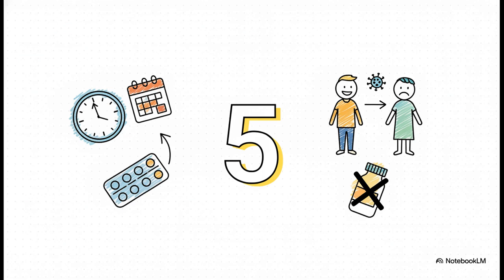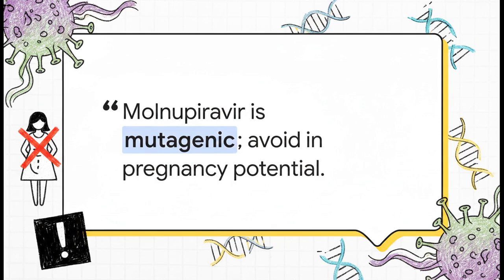Nirmatrelvir-ritonavir must be started within 5 days of symptom onset to actually be effective. If your patient rolls in on day 7, that oral option is totally off the table. And speaking of things being off the table, let's talk about one of those backup drugs. This is a massive exam red flag.